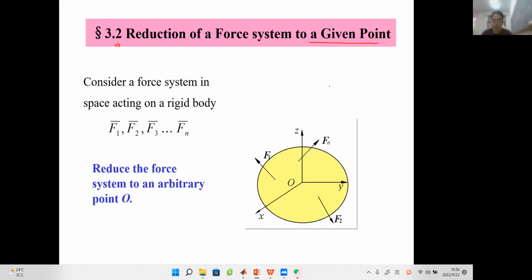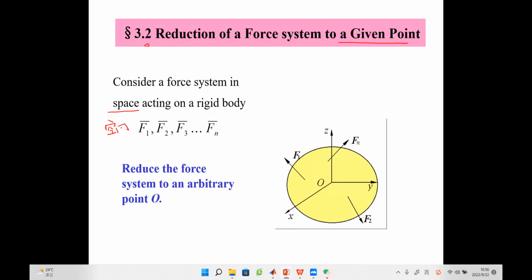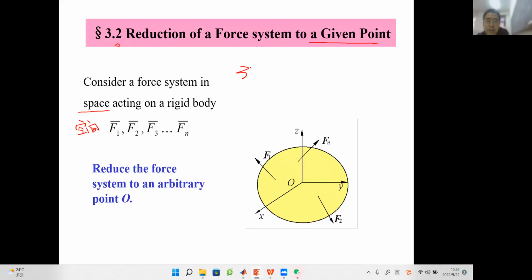So first, let us consider a force system in space. Space in Chinese we call 空间, right? 空间 means 3D, three dimensions, because we have X, Y, and Z. And on the rigid body we have F1, F2, F3, maybe N forces in space.